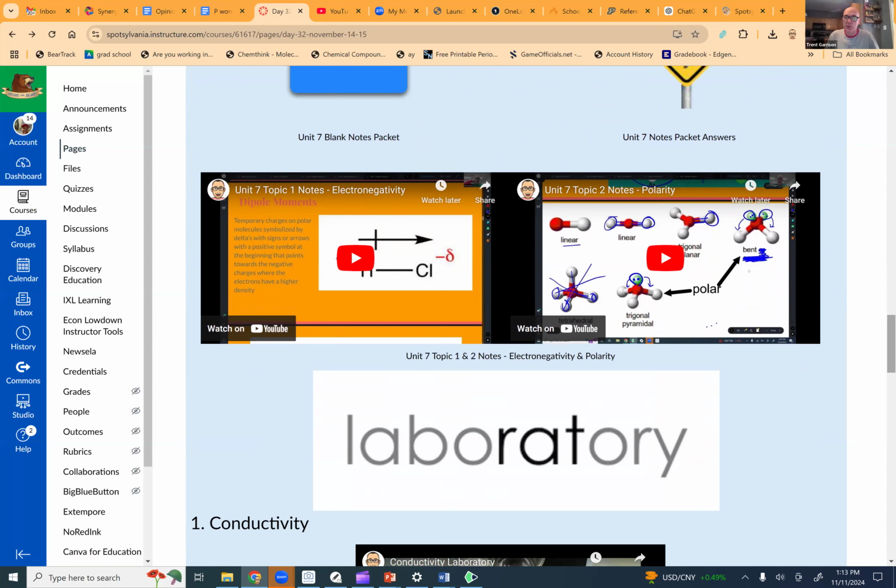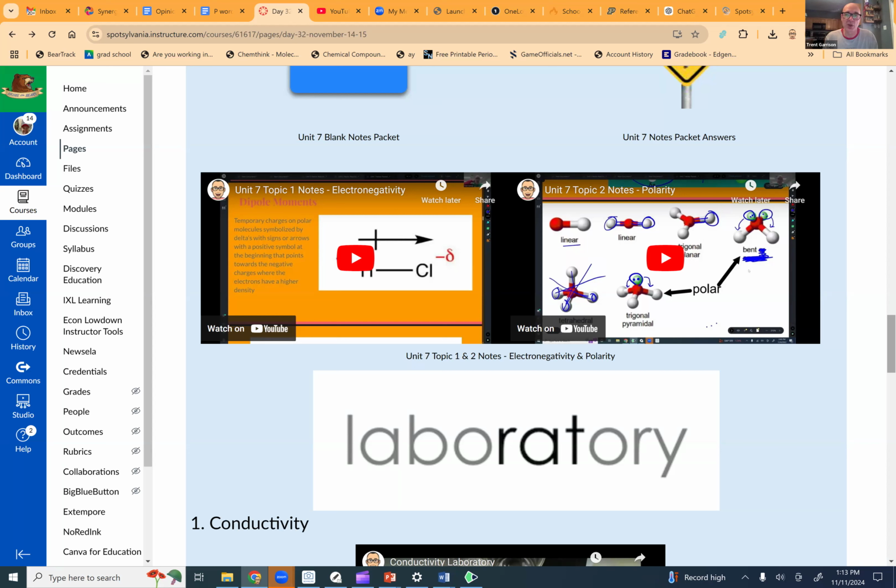Things that are polar are things that don't share, they don't work together nicely. So if I have electronegativity, someone is stealing electrons. That means that the other one doesn't have the electrons. That's an unequal sharing, and that is the definition of polarity.